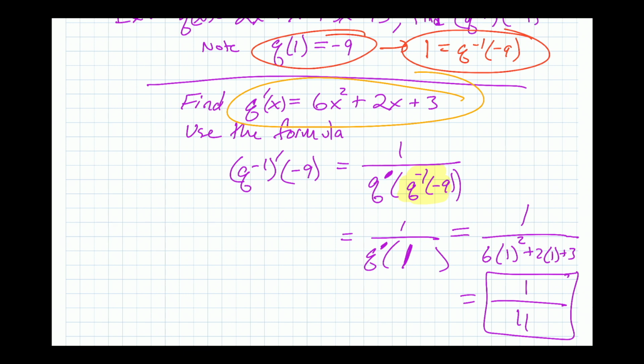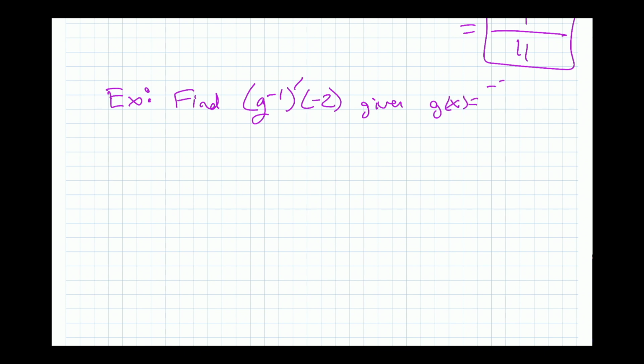Okay. There's another one exactly the same, but it involves the quotient rule. Yeah, let's do that, because I think that's probably about as hard as it gets. All right. So find, oh, it's a G this time, not a Q. G inverse prime of minus 2, given G of x equals negative 3x plus 2 over x minus 8.